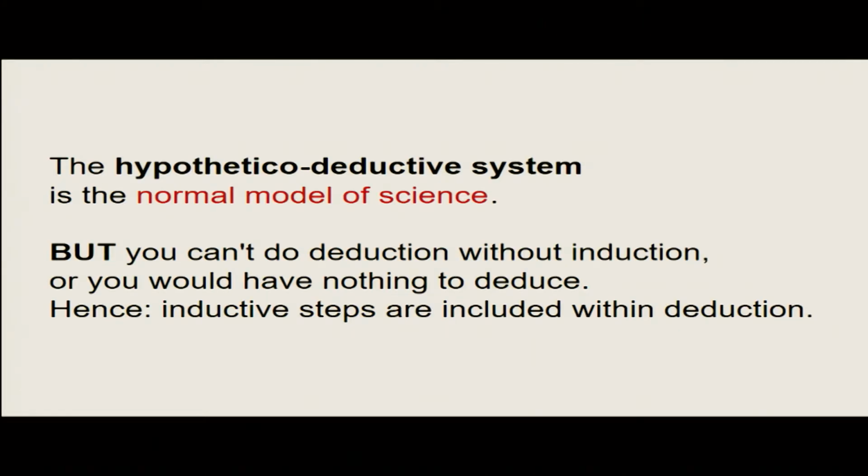And we call that the hypothetical deductive system, and we might regard it nowadays as the normal model of science, and particularly natural science, and really, for that matter, social science too. So it tells us that you can't really do deduction without some level of induction, or you wouldn't have anything to deduce. So there are inductive steps within the deductive model, and these are the loops that take place when we formulate a hypothesis and go out and test it.